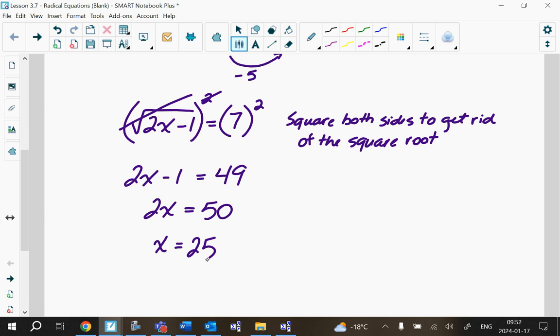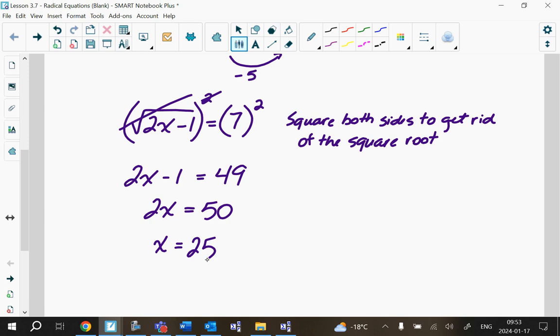So how do we solve radical equations? Get the square root, and really by radical, we're talking about square roots. Get the square root by itself, get rid of anything outside the square root on that side, then square both sides, then solve what's left.